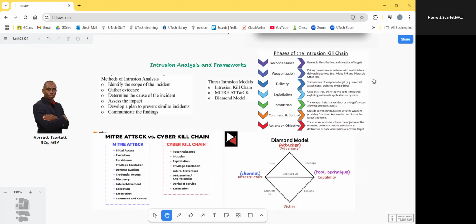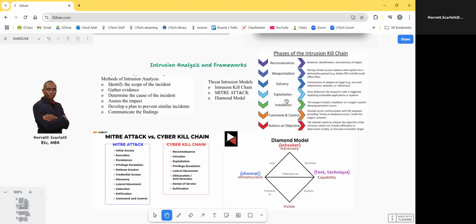Then there's the weaponization, where they are now looking at how they are going to take advantage of the kind of loopholes that they are seeing within the system. And then there has to be delivery, whereby this is the channel that the attack is going to be launched over.